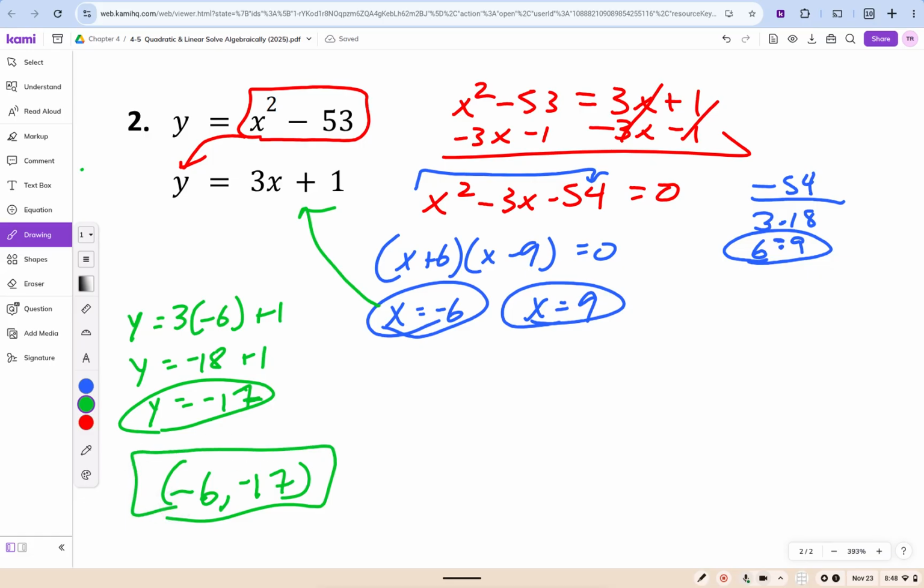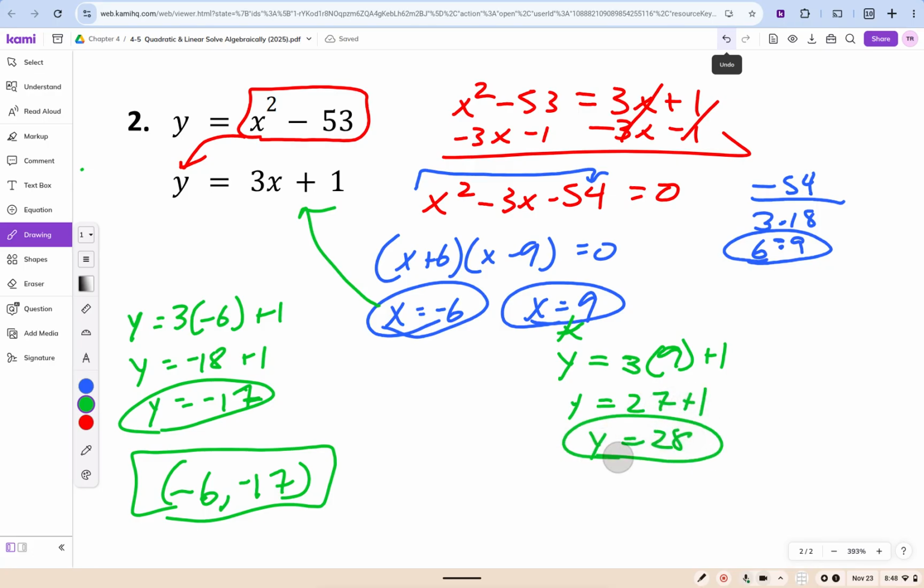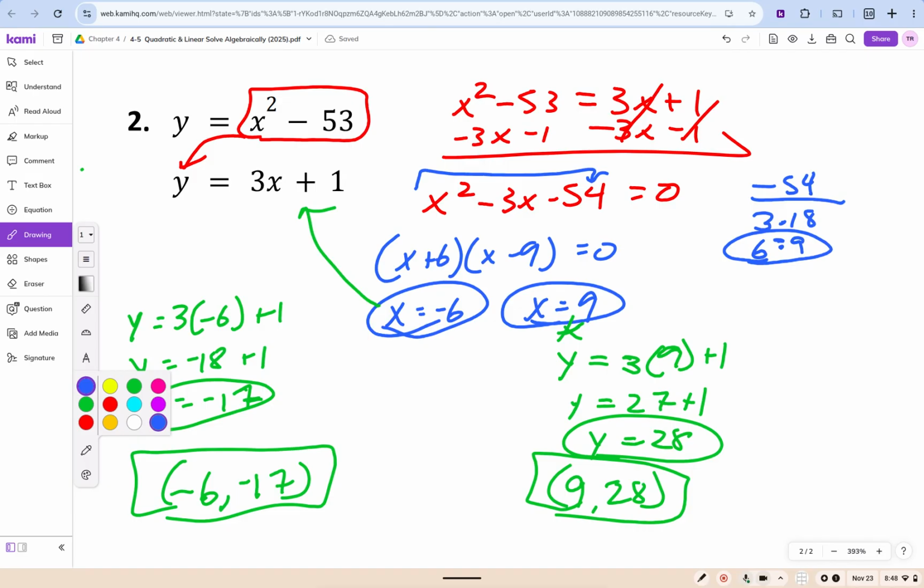And then I do the same thing for this point. So y equals 3 times 9 this time, plus 1. And so y equals 27 plus 1, which is 28. And there's my second answer. So 9, 28. And so you can kind of see why we can't just rely on a graph, because neither one of these points would be very easy to see on a graph.